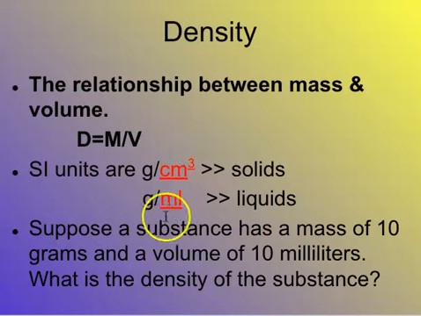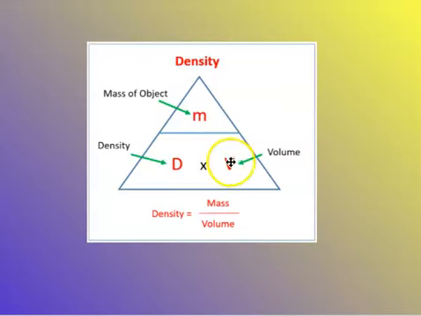So let's do a problem. Suppose a substance has a mass of 10 grams, so that's your mass, and a volume of 10 milliliters. Now it's 10 milliliters, so you know it's a liquid. So how do we find the density? Well, it's just mass divided by volume. It's 10 divided by 10 is 1. How would we label it? Well, the mass is in grams and the volume in milliliters, so it's g/mL, so it'd be 1 g/mL.